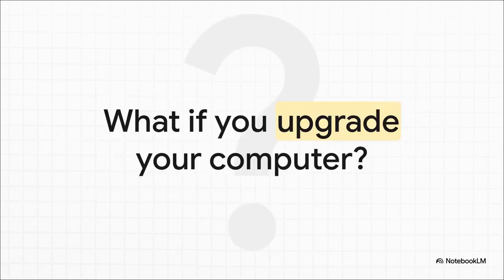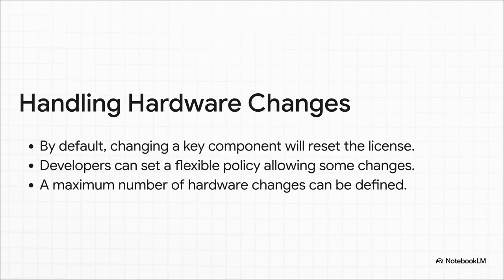Okay, but that brings up a really good question, right? We all upgrade our computers. What happens if you swap out your hard drive? Does your expensive software just stop working? Well, luckily, developers have thought of this. While changing a key component can reset the license, they can set up a more flexible policy. This allows the software to tolerate a certain number of hardware changes. So swapping a hard drive might be okay, but maybe changing the motherboard, CPU, and the hard drive all at once would be too much, and it would probably ask for a new activation.